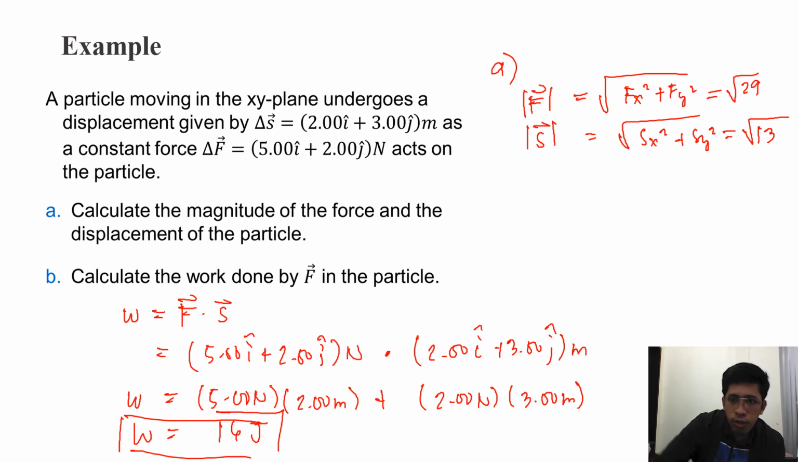You can actually also use this formula here, using these values, but you need to find first your phi. That is the angle between your F and then your S. And you can find it later if you like. I'm going to leave it to you as an assignment.